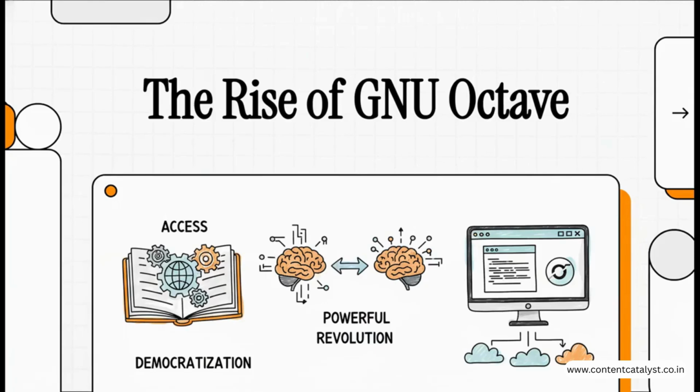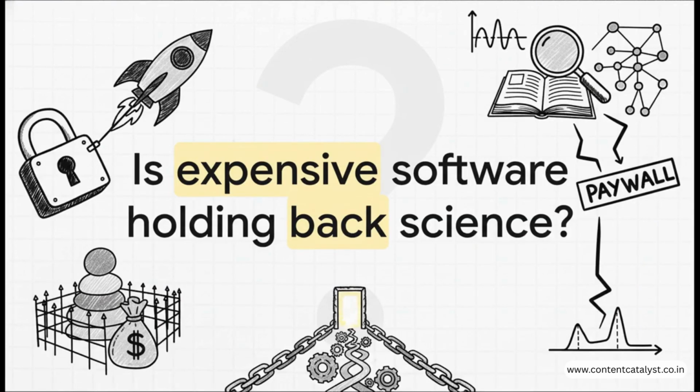You know, in the world of scientific research, there's this quiet revolution going on. It's a shift that's all about access, collaboration, and one absolutely brilliant piece of open source software. Today, we're going to dive into the rise of GNU Octave. But before we get into that, let's just start with a really big question.